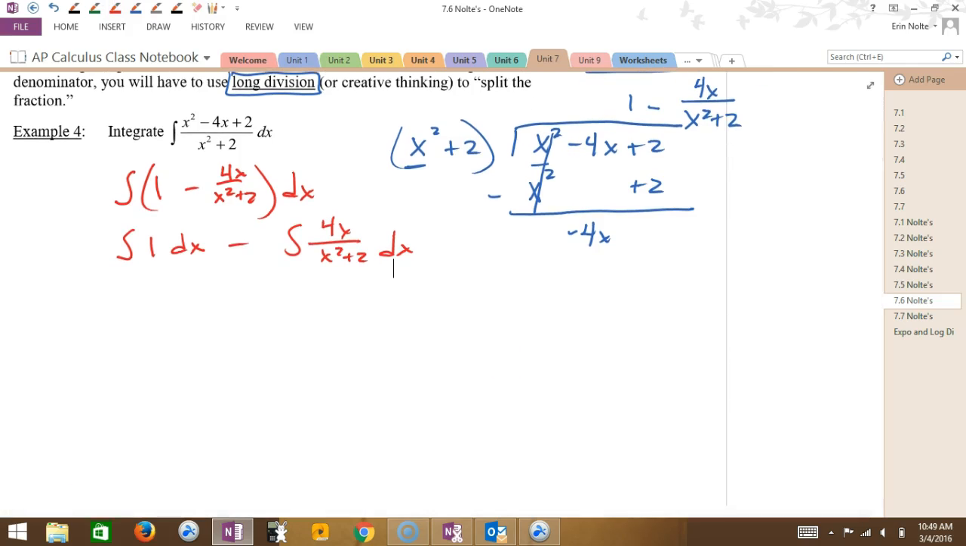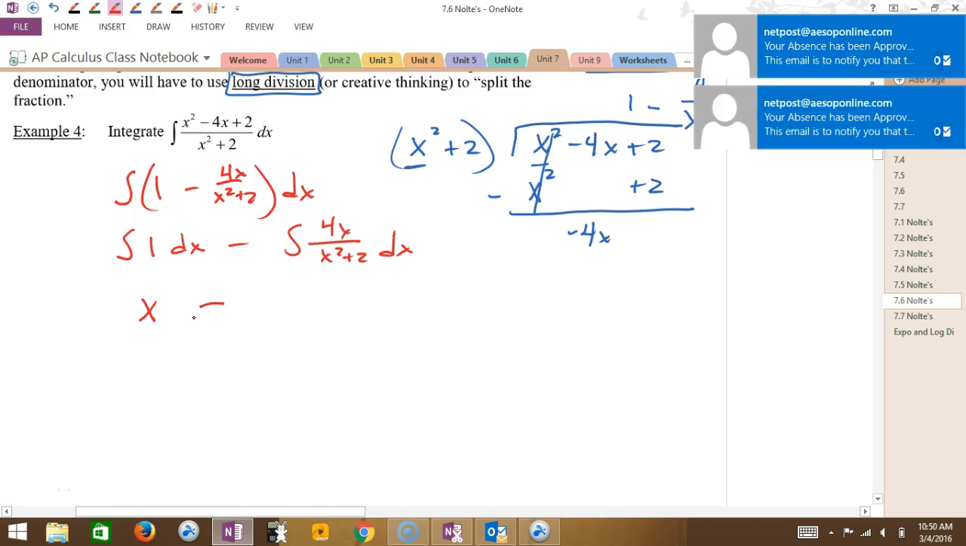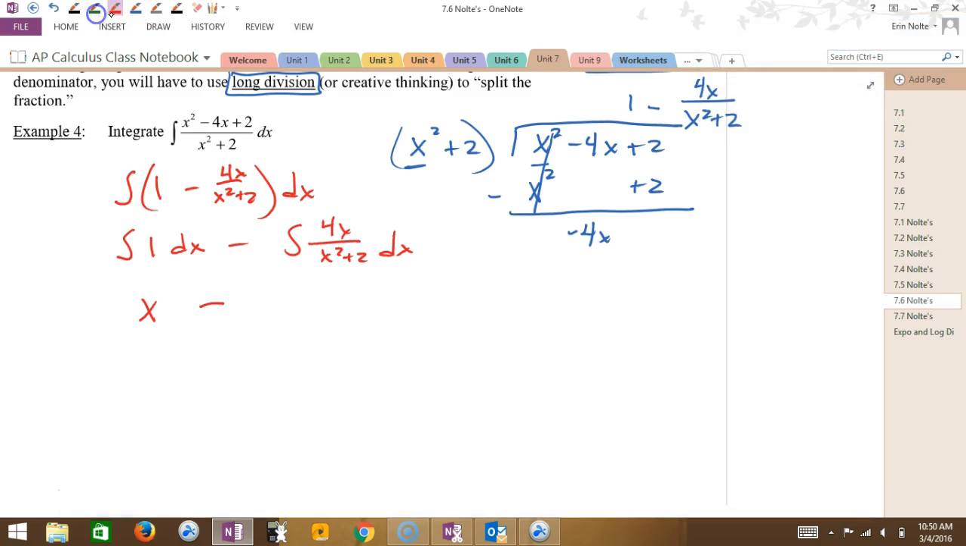Okay, so let's integrate this. What is the integral of 1? x. Now on the second term, which rule am I going to use? I've got this fraction going on. 14. So I'm going to identify my u. Let me use a green. u is x squared plus 2. What's the derivative of x squared plus 2? 2x.